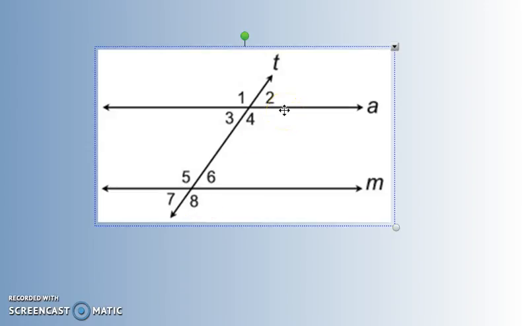In the same way, I could justify why this is possible. I could say that 2 and 4 are supplementary because they are a linear pair, and then I can say that 4 and 8 are congruent because of corresponding angles. So I can conclude that 2 and 8 would have to be supplementary by the congruent supplements theorem. And something that you should notice when you're looking at a diagram of two parallel lines and a transversal is there are really only 2 different angles that are repeated throughout because they're congruent.